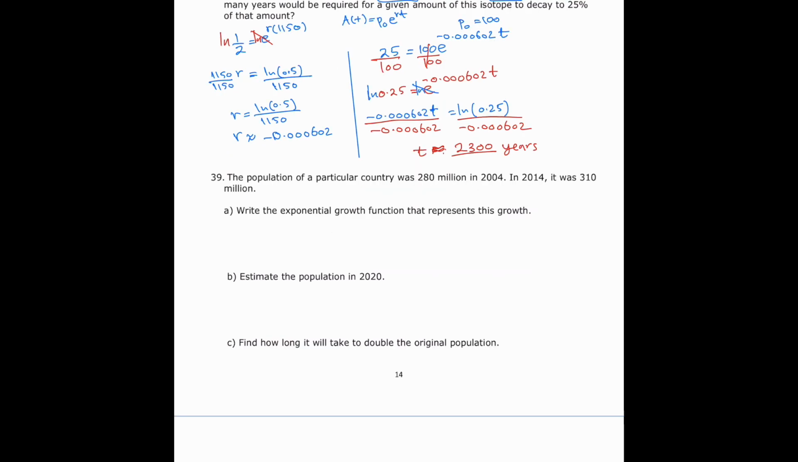Question number 39 is going to be the last extra credit that you can earn. And for each part, you can earn up to 3 points. You need to show all of the work to earn these points.